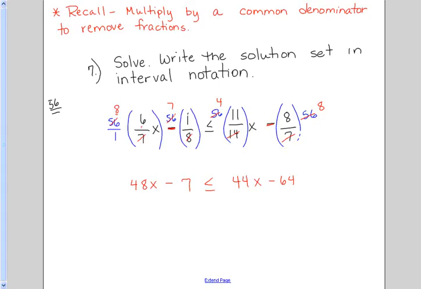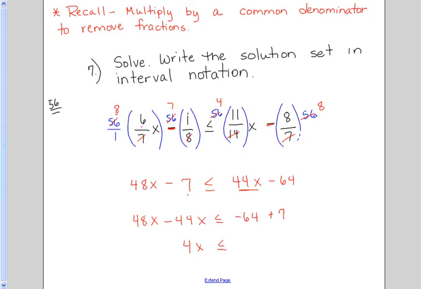We don't have those fractions anymore. So again, I would move all of my variables to the left. So that means I would be subtracting this 44x, keep my inequality sign, bring down -64. I need to move the 7 to the right to have all the numbers on the right. So I would have to add 7 to move it over. 48x minus 44x would be 4x is less than or equal to -64 plus 7.